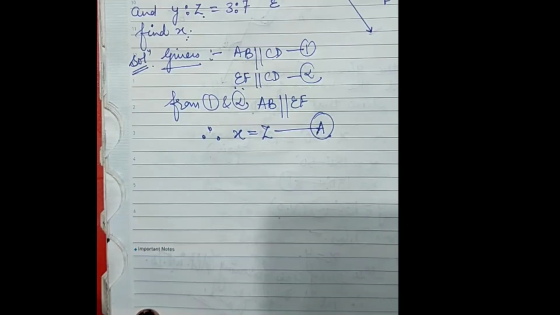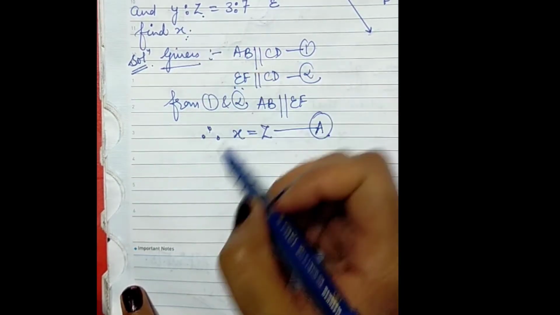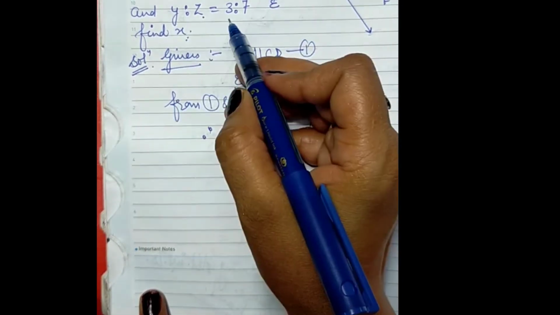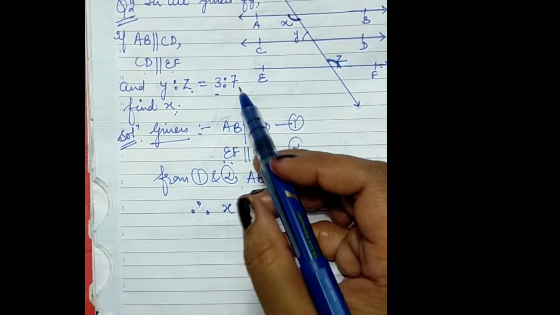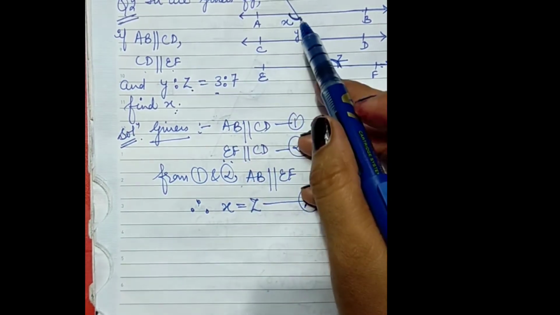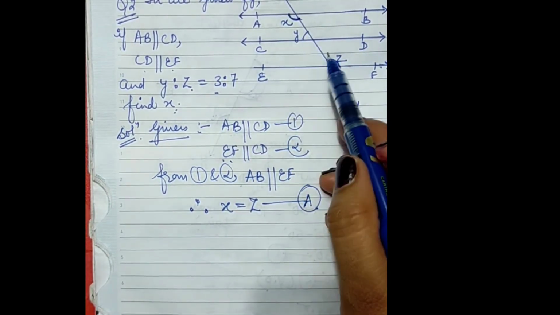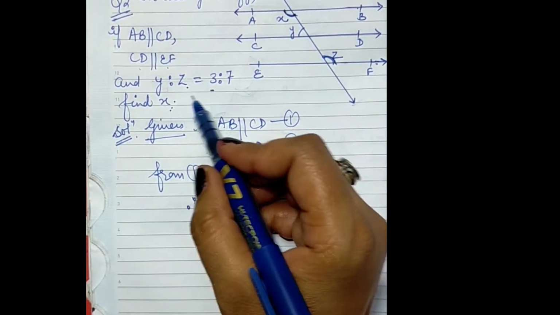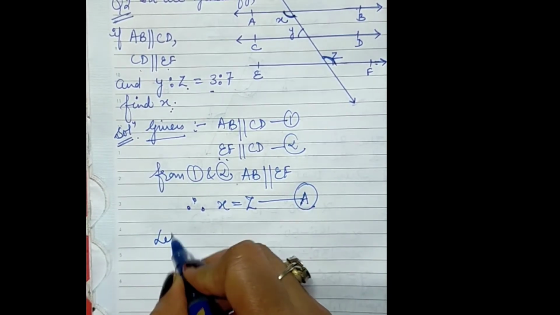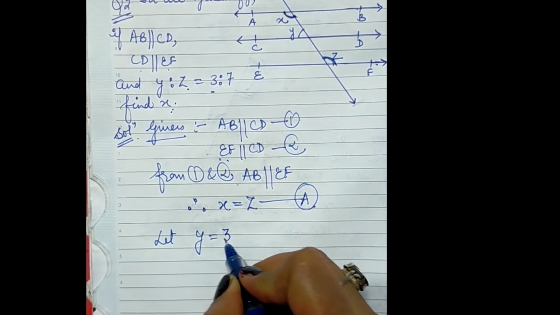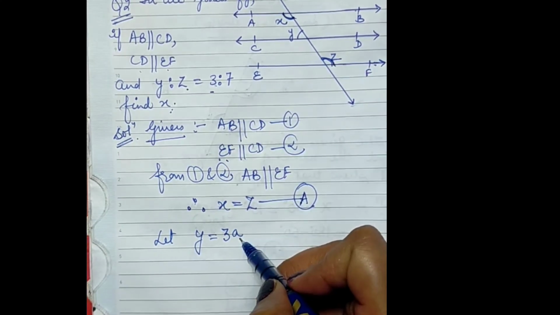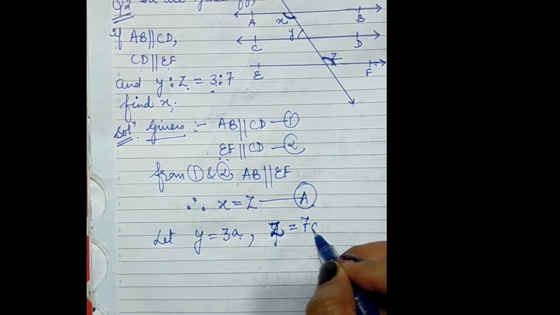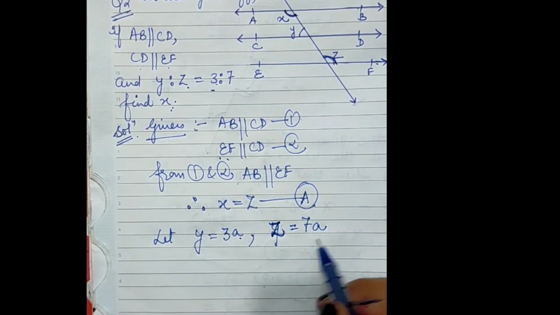Let it be. Now whenever we have been given some angles in the form of ratios, we will consider it to be 3 with some variable. Normally we used to take x with it, but here x is the variable which we are using in the question, so we cannot take x, y, z. You can choose any other variable. So let y be, I am taking 3a. 3 is from the ratio, a I have taken as some quantity. z to be 7a.